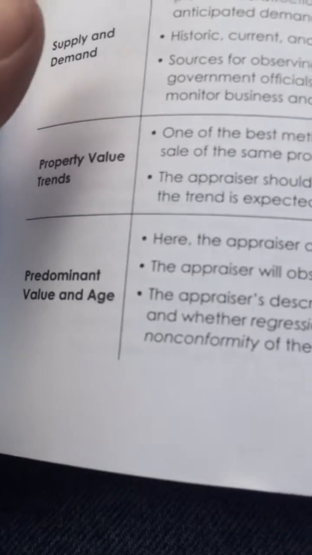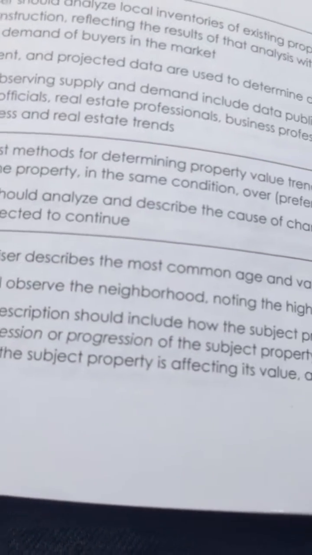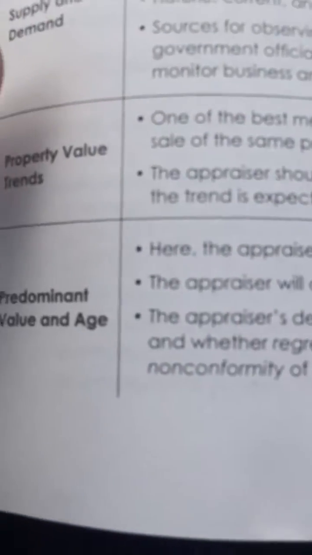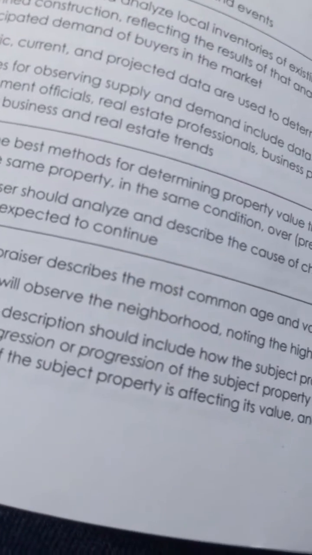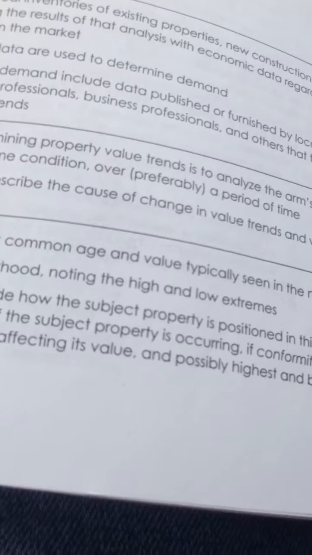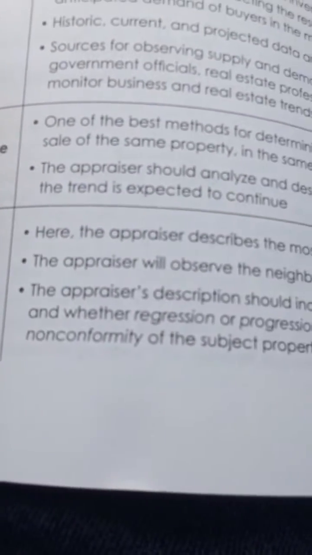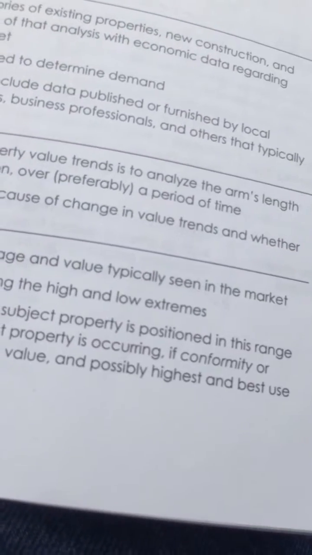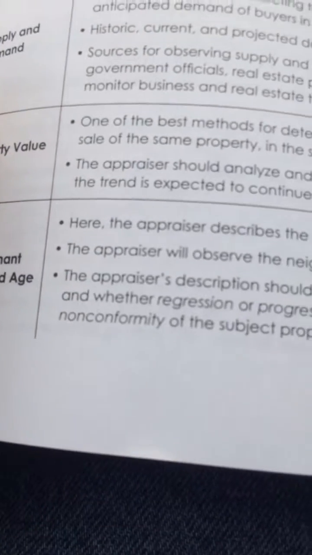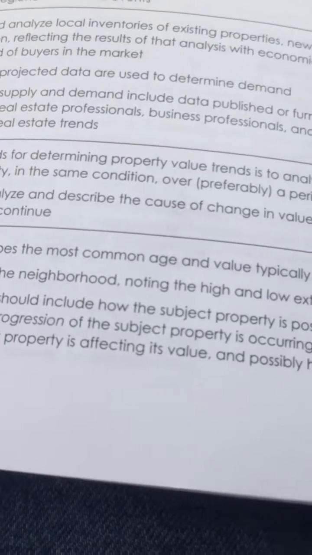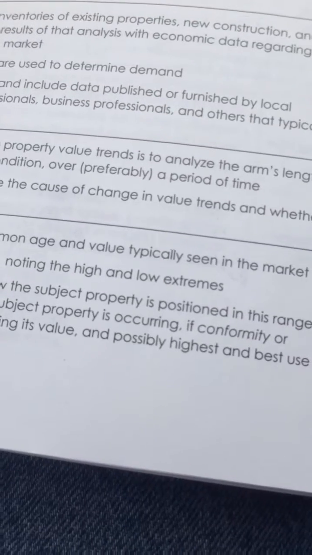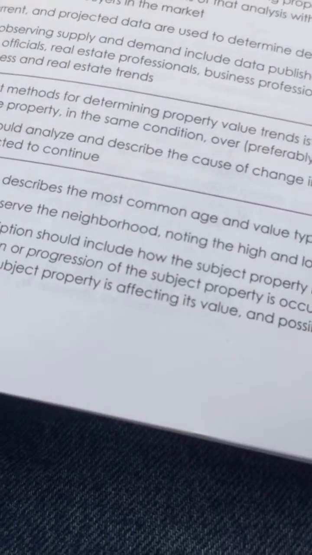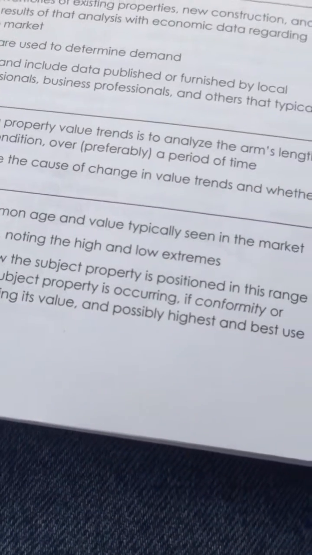Predominant value and age. Here, the appraiser describes the most common age and value typically seen in the market. The appraiser will observe the neighborhood, noting the high and low extremes. The appraiser's description should include how the subject property is positioned in this range and whether regression or progression of the subject's property is occurring. If conformity or non-conformity of the subject property is affecting its value and possibly highest and best use.